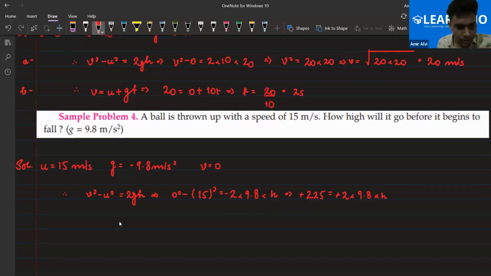So the value of h is coming out to be 225 divided by 19.6. So it is coming out to be somewhat like 11.4 meter.